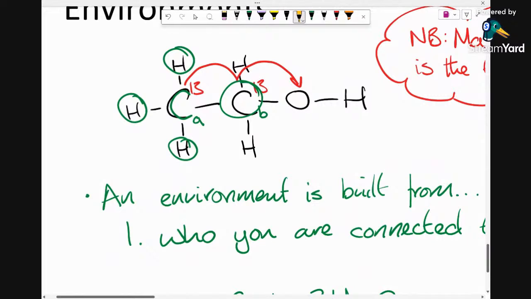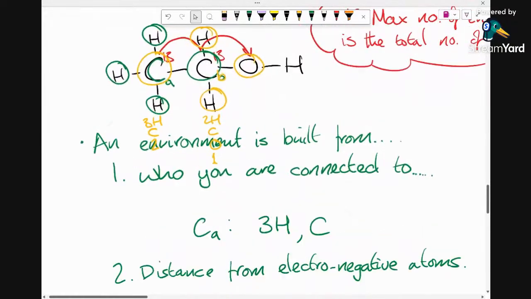I could do, this one is going to be 3 H's, a C, and 2 steps. Let's look at carbon B now. B is joined to 2 H's, a carbon, and an oxygen. That is not the same environment, and it is 1 step away from the oxygen. These are non-equivalent carbon-13s. They have different environments, which means I'm actually at my max number. There's going to be 2 environments.